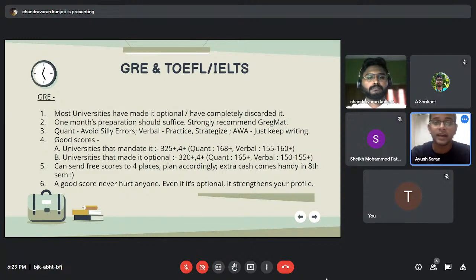But if they made it optional, it's kind of tricky, because if you've got a bad score, don't send it to them, because it won't affect your application that much. But if you've got a really good score, then definitely send it to them, because it will help your application. And a good score has never hurt anyone. So if you've gone through the effort and spent 1 or 2 months preparing, got a really good score, even though it's going to cost a bit of cash, which, get ready to blow a lot of cash in the entire application process. It might cost a bit of cash, but even then it's going to really strengthen your profile, because it's a good score. Even if it's a very insignificant addition to your profile, it's still an addition, and it's going to help you.